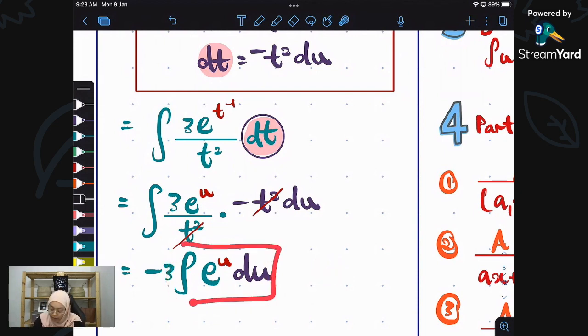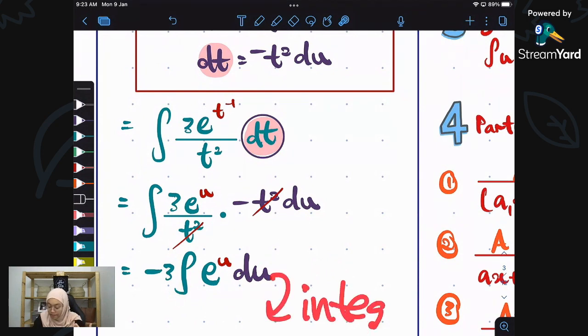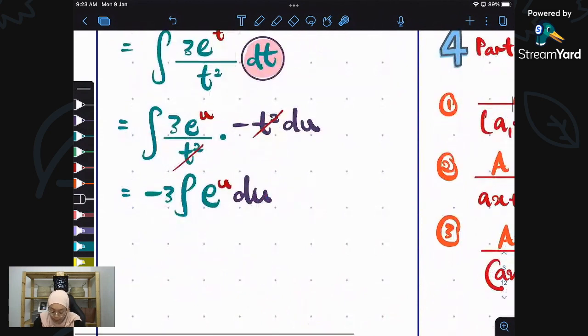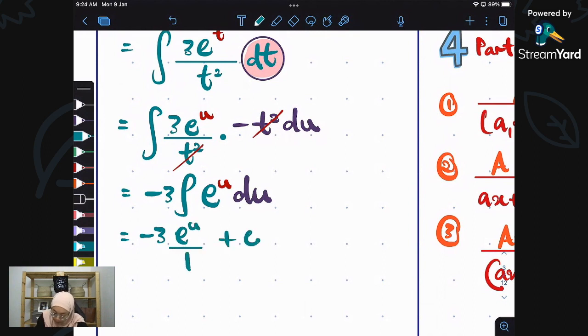After we get everything in terms of u, then we are ready to integrate. That is what we are going to do now. So the answer will become negative 3. Integrate exponent, you already learned it from the previous video. So e to the power u over 1 plus c. Therefore, the answer is only negative 3e^u plus c.